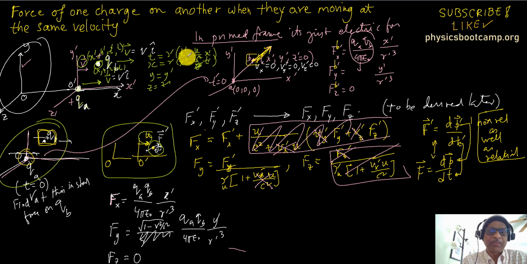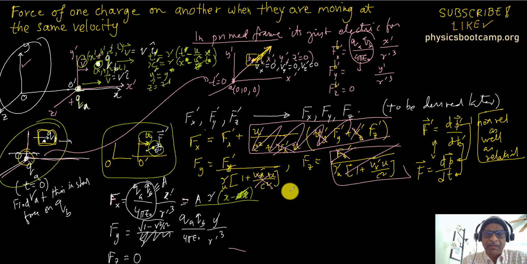So in terms of over here, when I'm looking at this, this is the same. Let's call this some a. These are, I'm sorry, these are primes, these are primes, and these are unprimed. That's why I have a minus sign here. So I have a gamma x minus ut, but then with t equal to 0, we just don't want that.